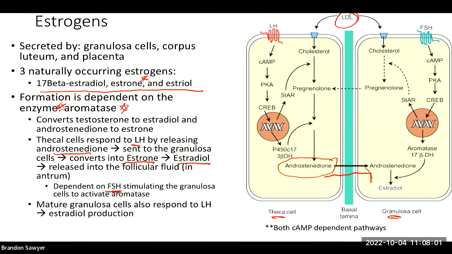Okay. The mature granulosa cells also respond to LH and produce estrogen that way as well. And so we get lots of estrogen released towards the very end, and we'll see why that's important in a sec. Okay, but the key thing here, LH causes thecal cells to release androstenedione. That goes right into the granulosa cells, and then with the stimulation of FSH, that causes androstenedione to be converted into estrogen, and then it gets released. Make sense?